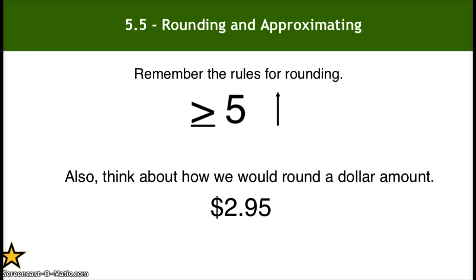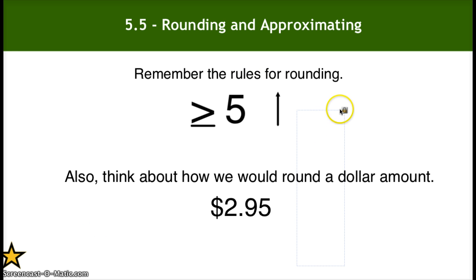All right, so let's take a look. Remember the rules for rounding. You guys are very good at this, you're professionals. If a number is greater than or equal to, if you can see this symbol right here, that means greater than, and this line underneath means equal to. If the number is greater than or equal to 5, we're going to bump it up.